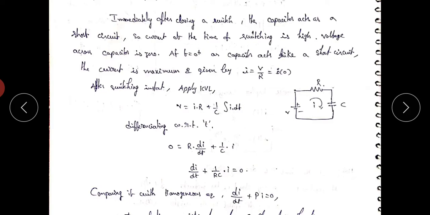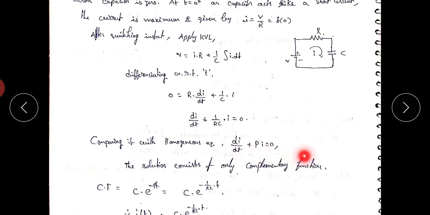R is a constant, and the current changes with respect to time, so R into d by dt of I, plus 1 by C into I, equals 0. Or it can be written as di by dt plus 1 by RC into I equals 0. We know the standard equation di by dt plus P I equals 0. Comparing these two equations, P equals 1 by RC and Q equals 0. So the complementary function is C into e power minus Pt, that is, I of t equals C into e power minus 1 by RC into t.